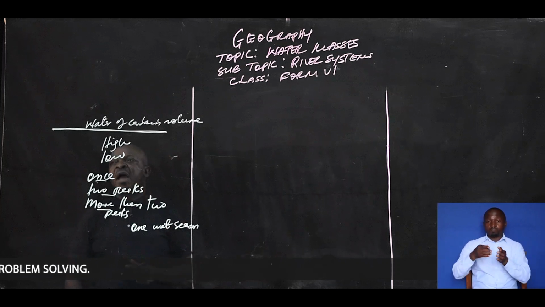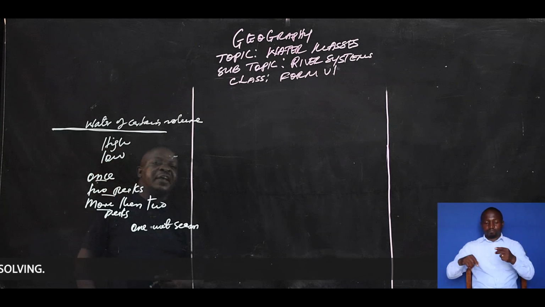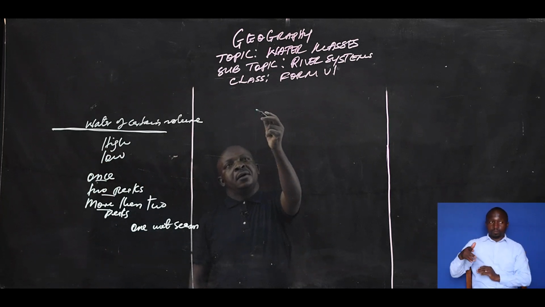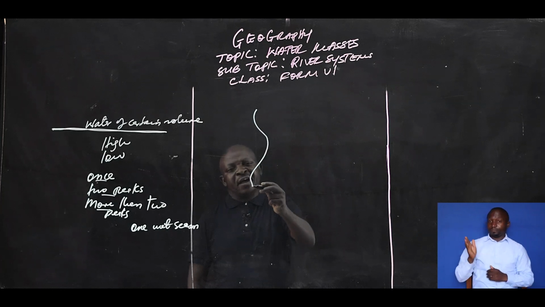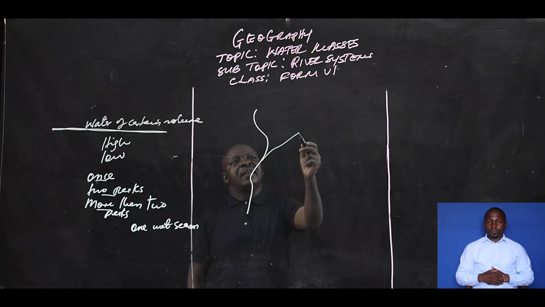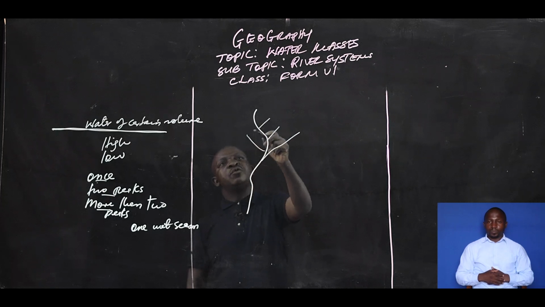Two, we have the size of the catchment area. Class, look here. We have a river with a number of associated tributaries.